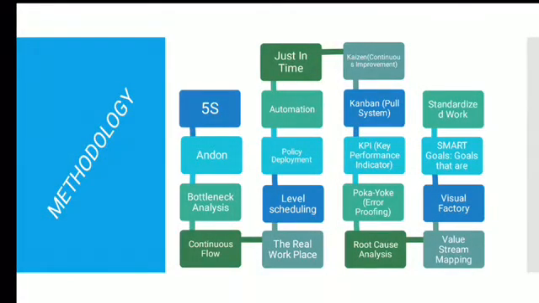Start with 5S, bottleneck analysis, continuous flow, the real workplace, level scheduling, policy deployment, automation, just-in-time, Kaizen or continuous improvement, Kanban or pull system, KPI or key performance indicator, Poka-yoke or error proofing, root cause analysis, standardized work, SMART goal, visual factory, and value stream mapping. Let's watch the video related to Lean that has been provided.